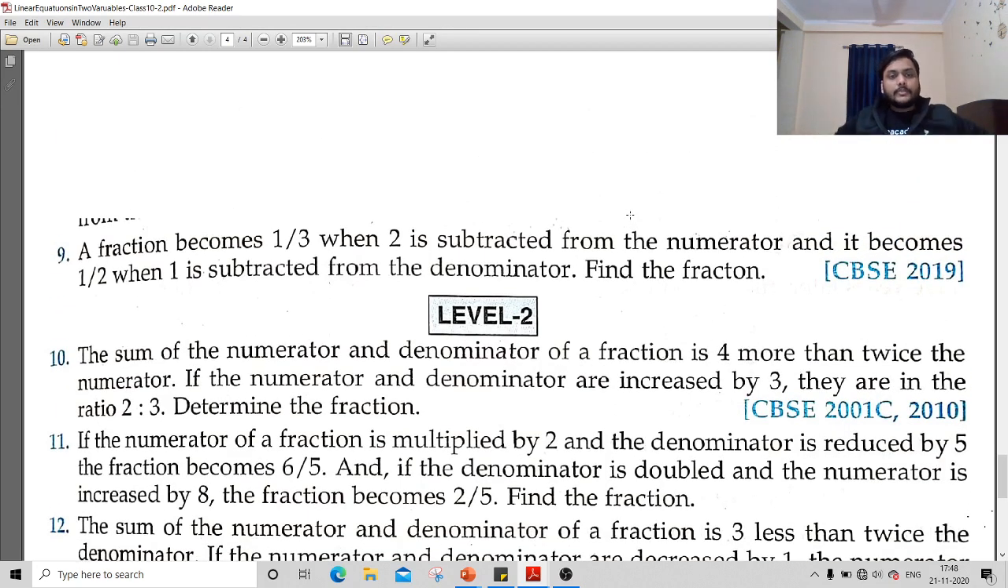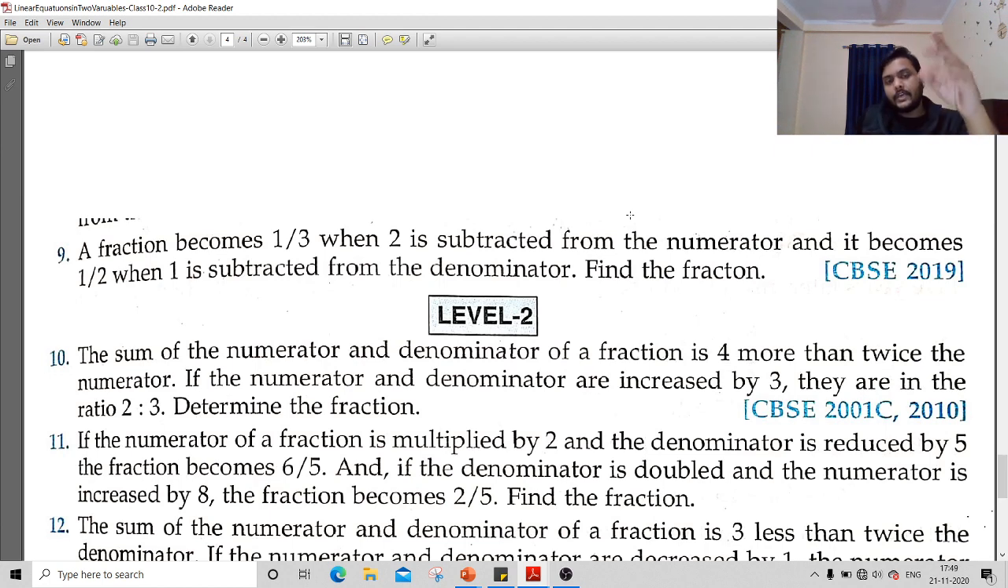A fraction becomes 1 upon 3 when 2 is subtracted from the numerator and it becomes 1 upon 2 when 1 is subtracted from the denominator. Find the fraction. So if you look at this question, guys, very clearly I can see that again it is the same kind of question. A fraction becomes 1 upon 2. So here I'm talking about the fraction.